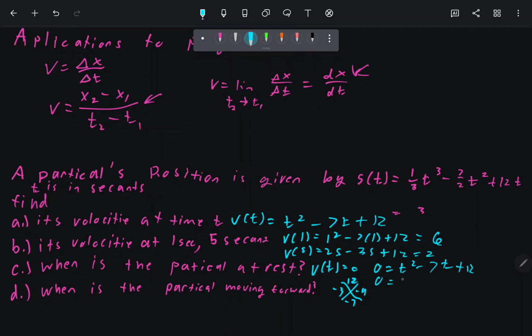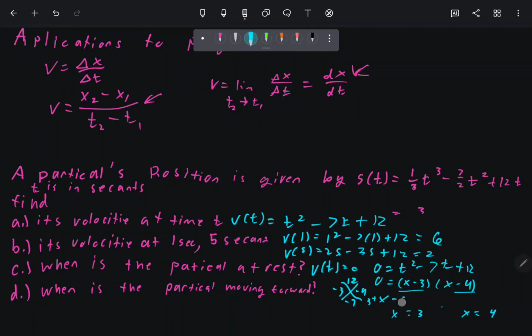So 0 is equal to (t minus 3)(t minus 4). So now we just have to solve these for 0. t minus 3 is equal to 0. We need to add 3 to both sides, so we get t is equal to 3. t minus 4 is equal to 0, so we need to add 4 to both sides. So we get t is equal to 4.